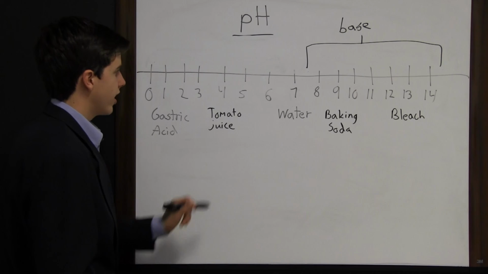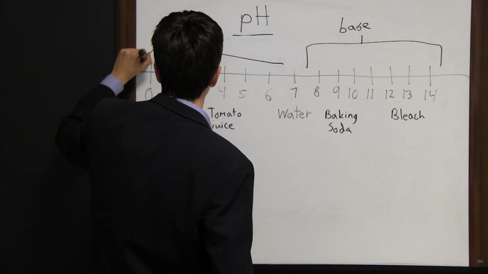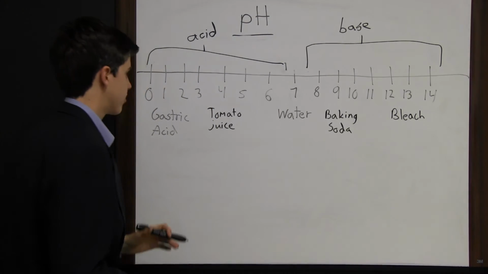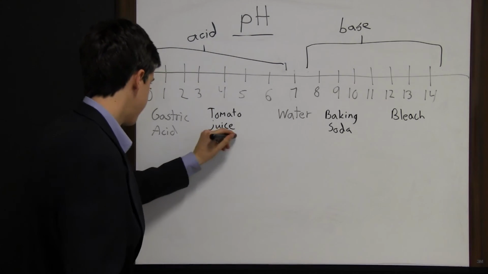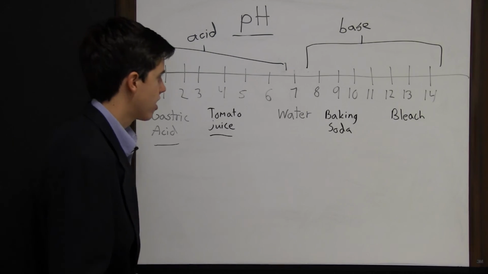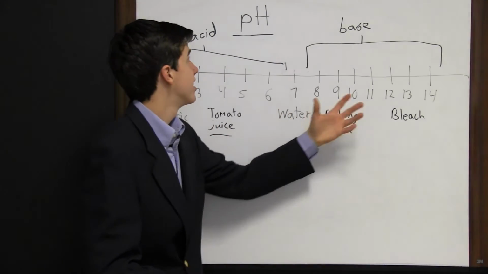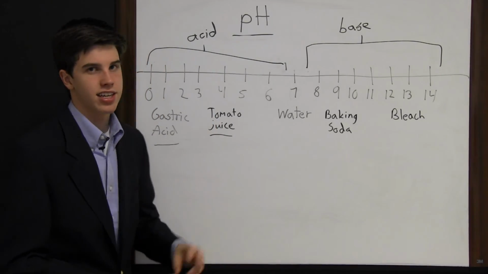Now any substance with a pH below 7 is considered an acid. Some of those that you may know of are lemon juice, tomato juice, and gastric acid. So water is kind of the middle bar on the pH scale, and anything to the right is the base, and anything to the left is an acid.